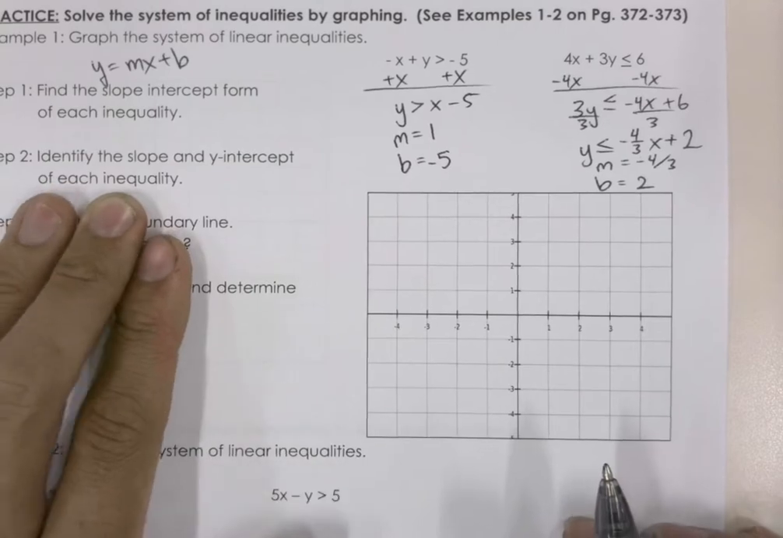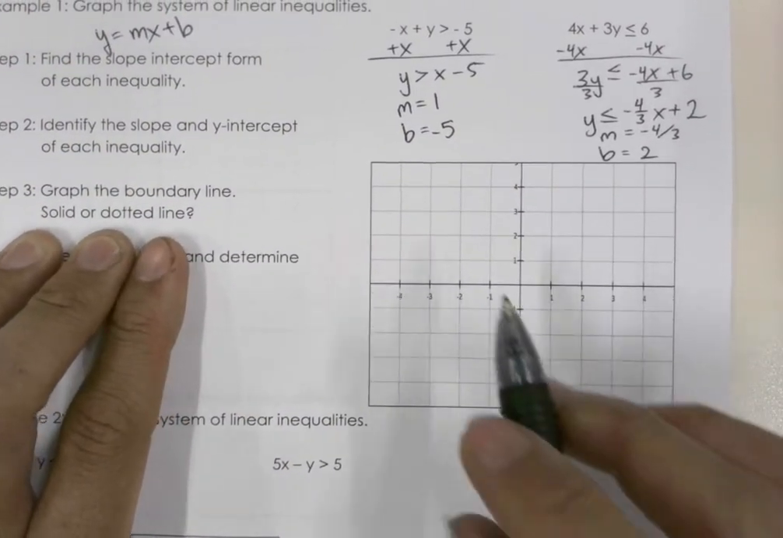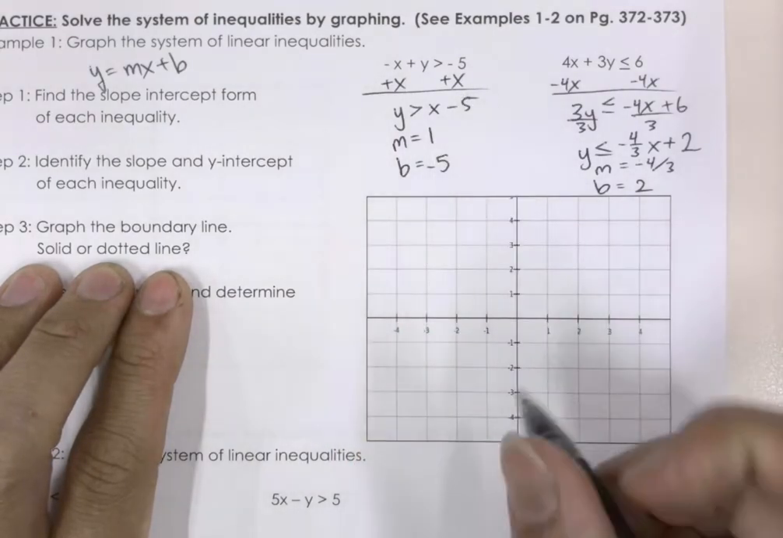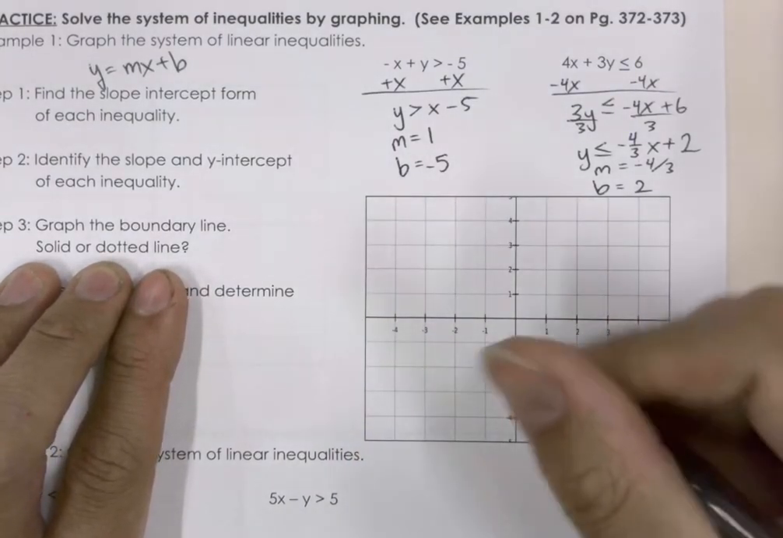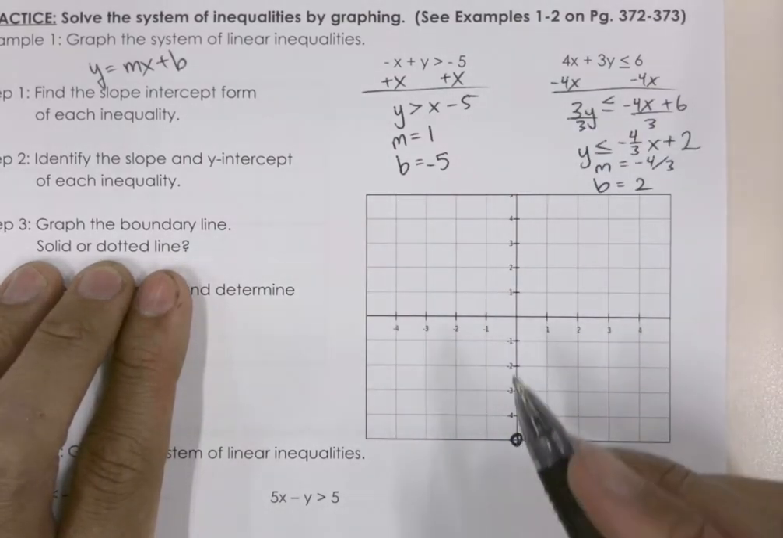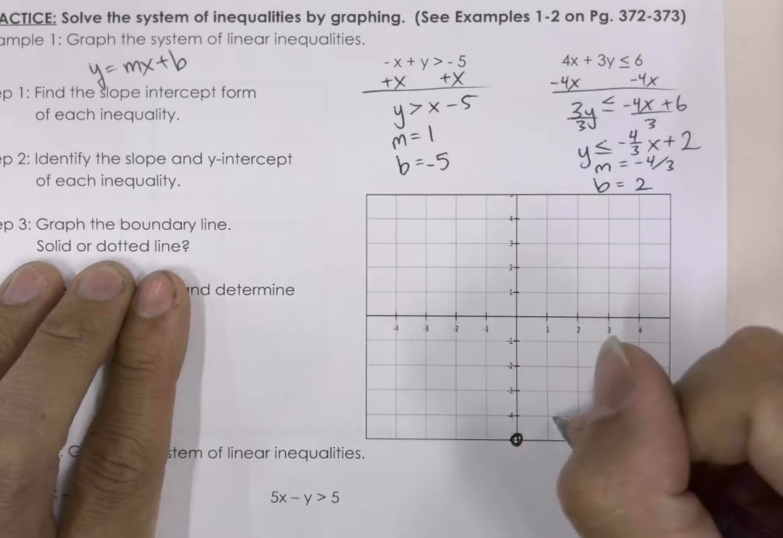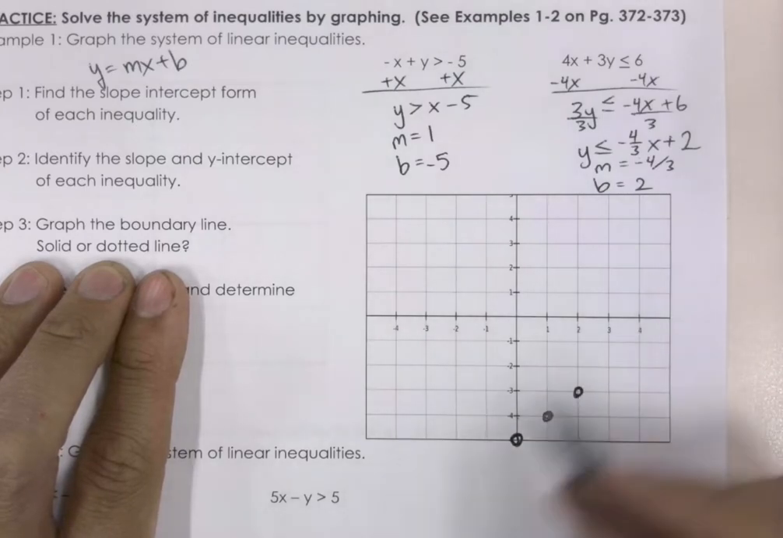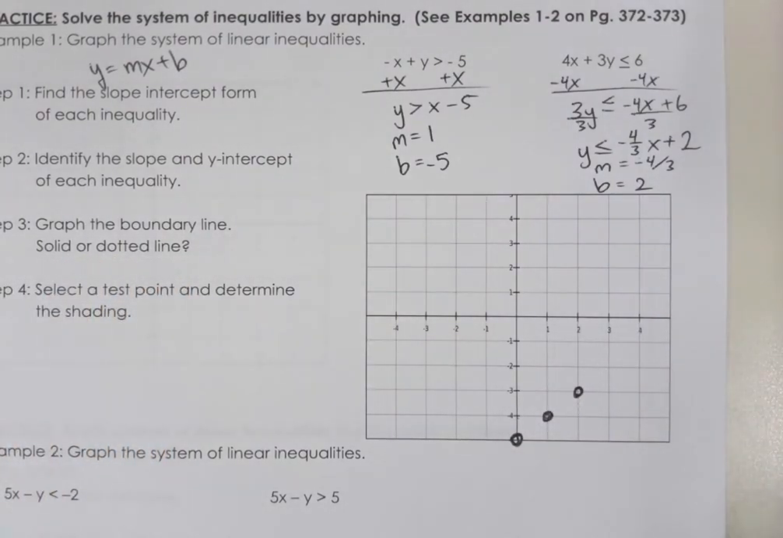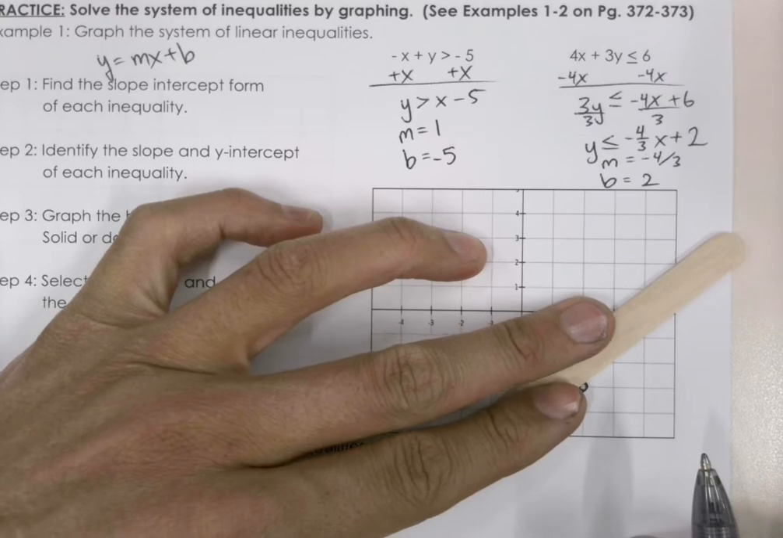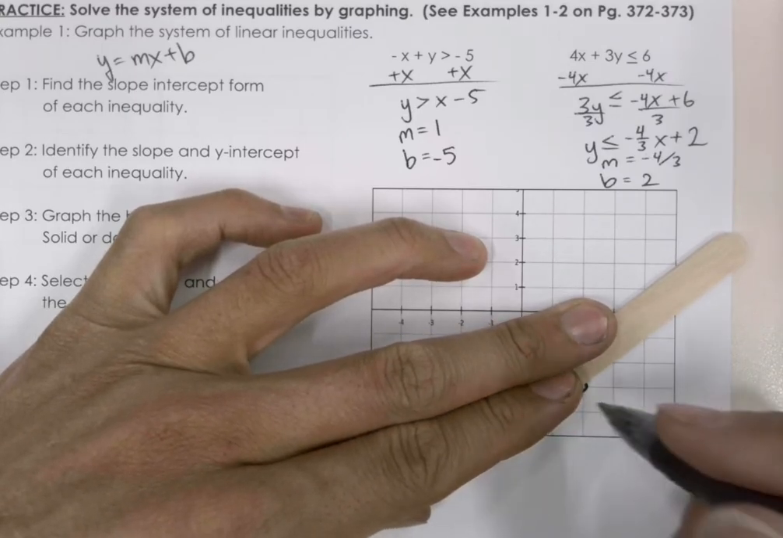Alright, what are we going to do now? We're going to graph the boundary line. So let's go ahead and start with inequality A. We'll start at negative 5 on our y-intercept and put our first dot there. Our slope is 1 over 1, so we're going to go over 1, up 1, over 1, up 1. And so this is our line here. And let me go and get a straight edge. And I am going to draw my line.